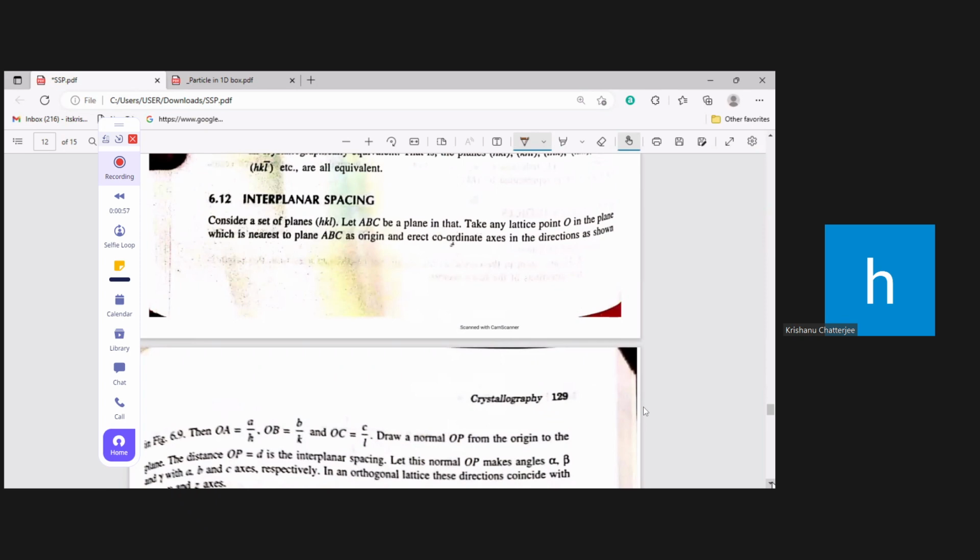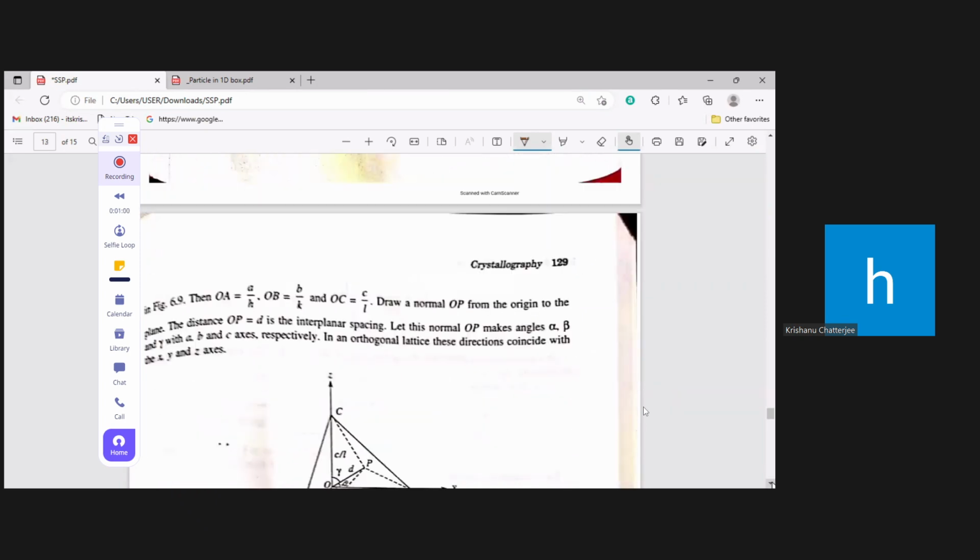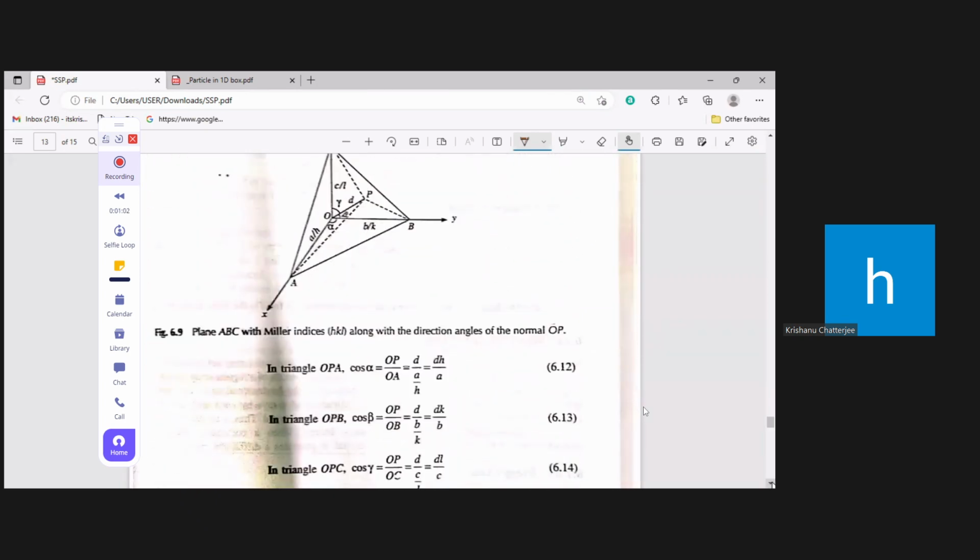interplanar spacing a little bit. You should know the formula on interplanar spacing. Means the atoms, we are just assuming that the atoms are lying in a plane. Now, if the atoms are lying in a plane, then there are several such planes in a crystal system. And if there are several such planes in a crystal system, then what will be the distance between these planes?